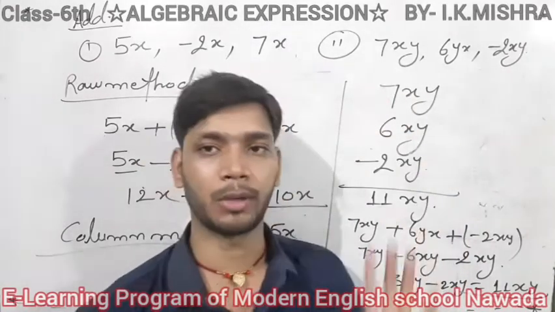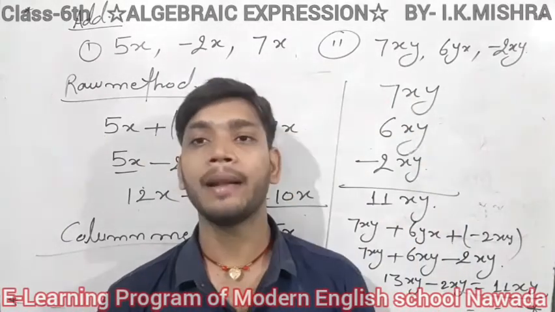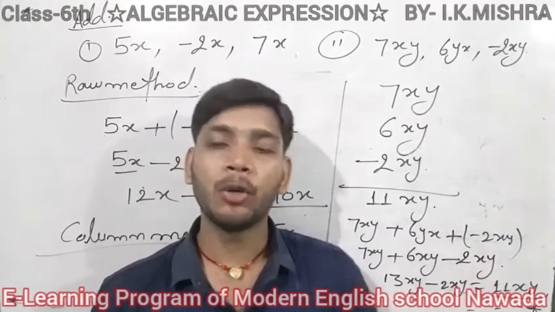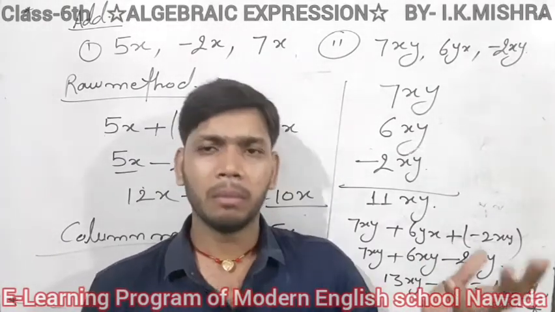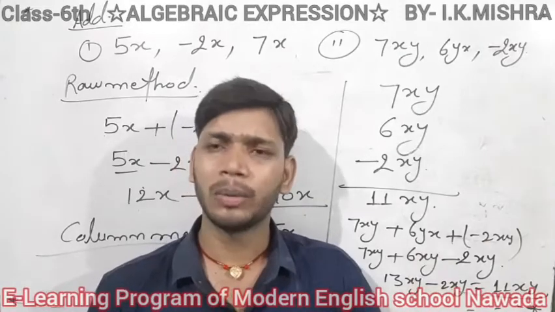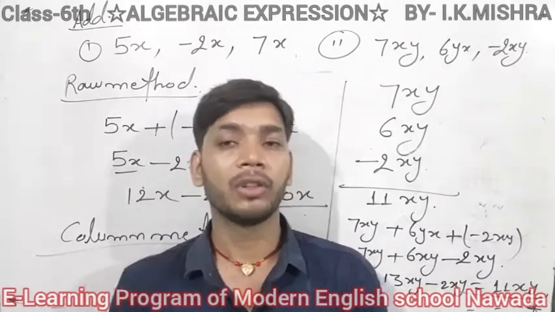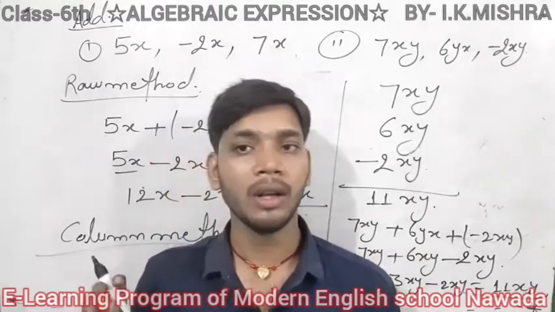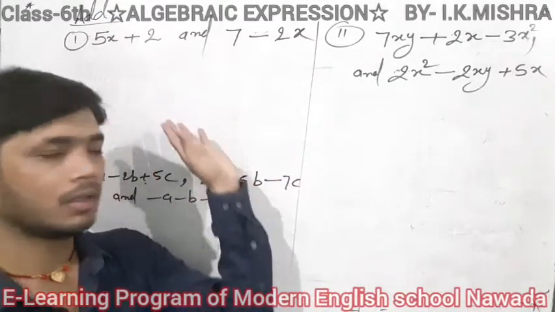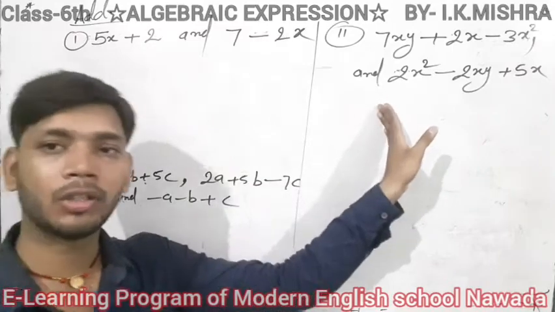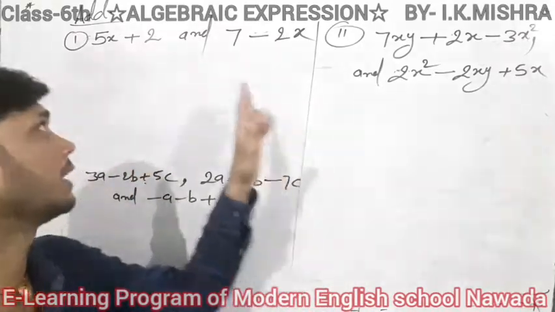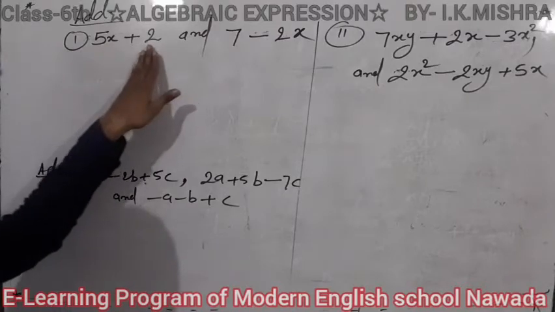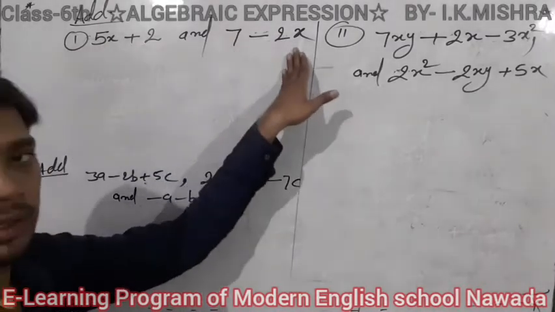Similarly students, you can add any monomial expressions. These are monomial expressions. Now I am going to add monomial and binomial, binomial and binomial, binomial and trinomial, trinomial and binomial. That means now proceed to add the following questions. Here I write on the board some questions of addition of algebraic expressions. Here the first question is add 5x plus 2 and 7 minus 2x.